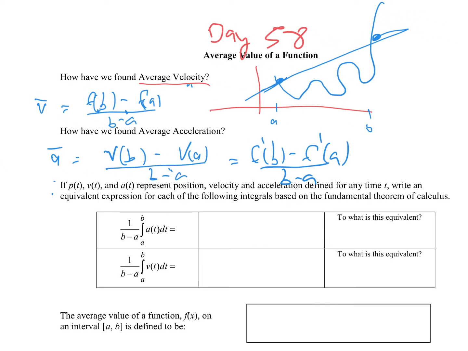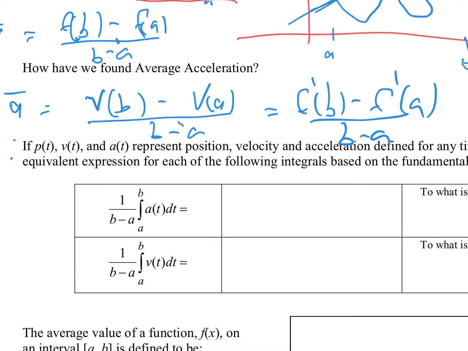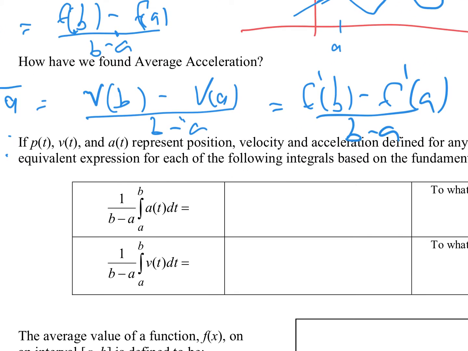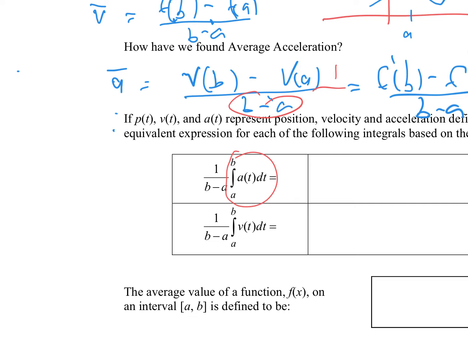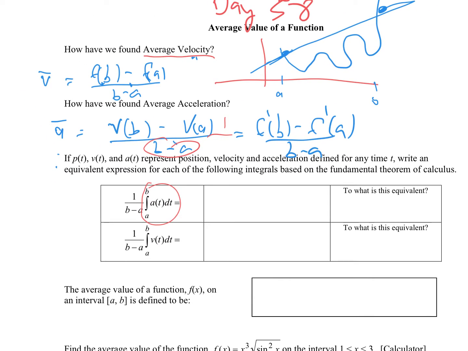But look at what's happening here. This is the average value function formula. 1 over b minus a looks very familiar to this 1 over b minus a. But look what's in here. You are integrating from a to b. In other words, you are breaking the acceleration function into tiny, tiny rectangle areas again. And so instead of one large secant line, you actually have this.